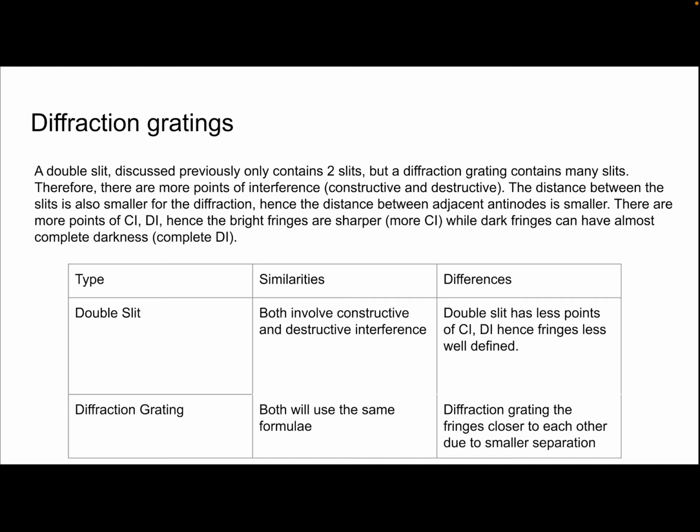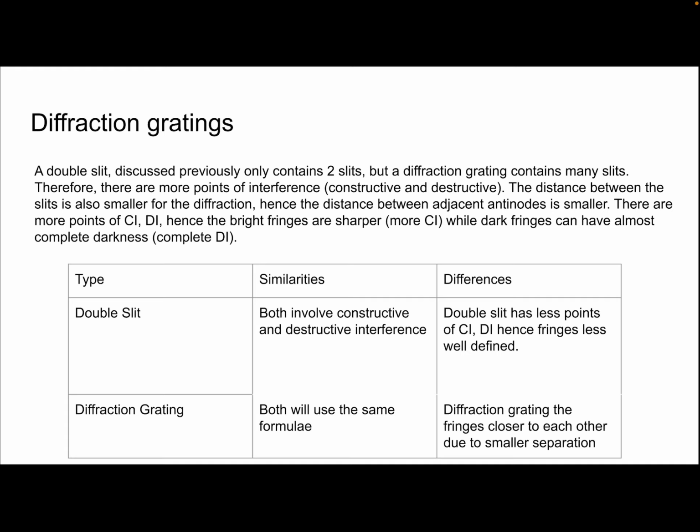So if we just draw a table here to compare the two different types. For double slit and diffraction grating, the similarities are that both involve interference, so constructive interference and destructive interference, okay? And both can use the same formula. But the difference is that the double slit has fewer points of constructive interference, therefore the fringes are less well defined, and we know that the diffraction grating will have its fringes closer to each other due to smaller separation.